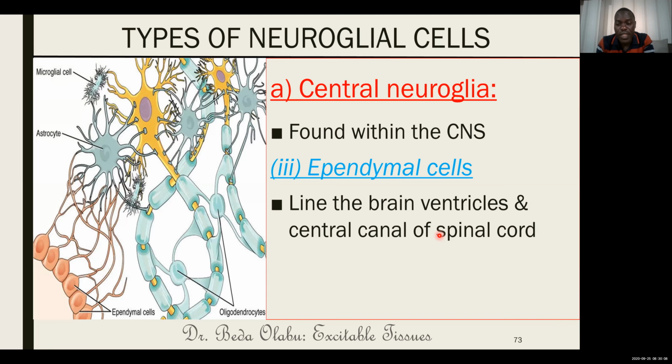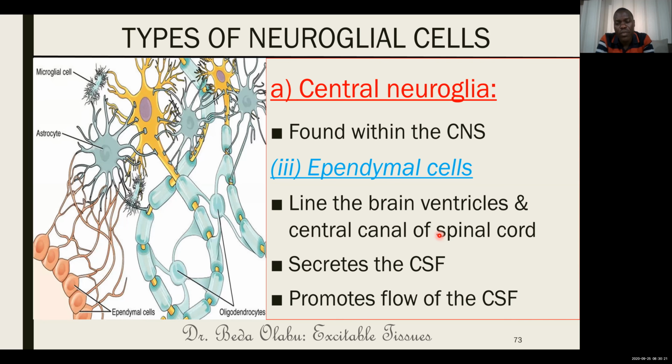The ependymal cells line this cavity, and usually ependymal cells actually secrete that particular fluid, the cerebrospinal fluid. Apart from secreting the fluid, the ependymal cells also promote the flow of the fluid. This is because ependymal cells have cilia. So the ciliary activity of the ependymal cells can promote the flow of cerebrospinal fluid.